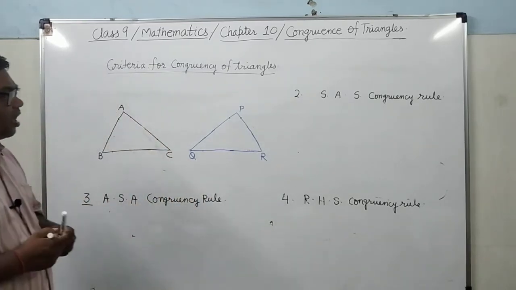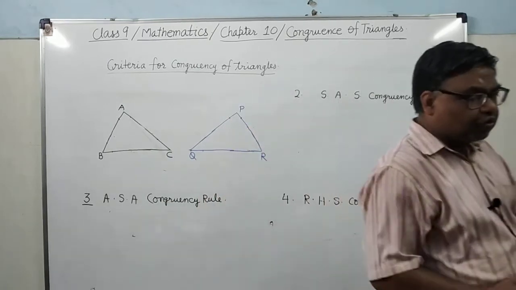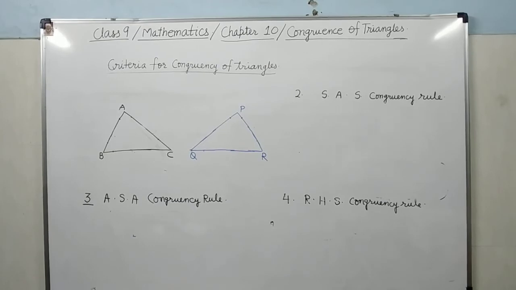What is the meaning of the SAS congruency rule? According to the SAS congruency rule, if in between two triangles two pairs of sides are equal and the angle included by them is also equal, meaning the angle must be formed by those two sides which are given equal, then both the triangles will be congruent.